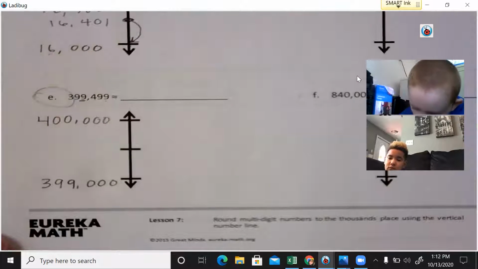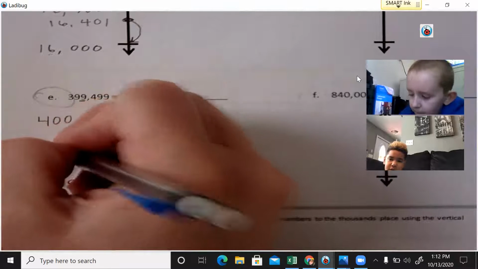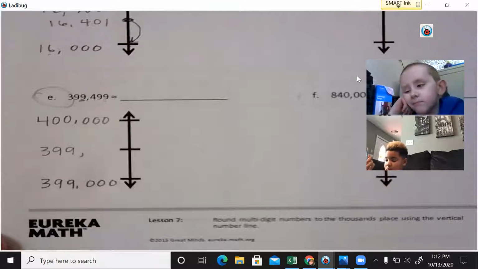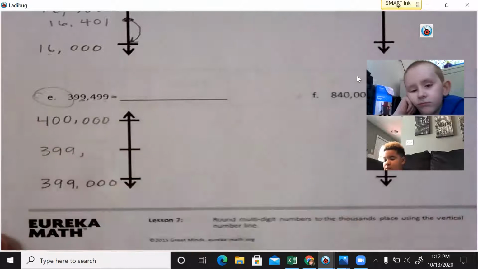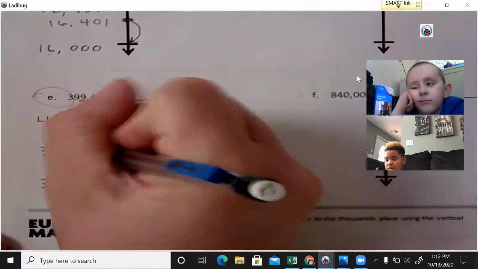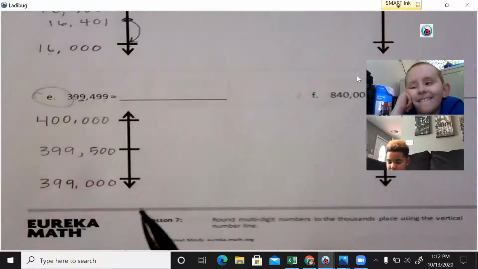Now we have to see halfway. So we're going to keep this number the same because we know we're counting up from there. What's halfway between 399,000 and 400,000? So think again, there's 1,000 between the two. So what's half of 1,000? 500. Yep. So we have 399,500 in the middle. So now we have to think, where's this number going to go?